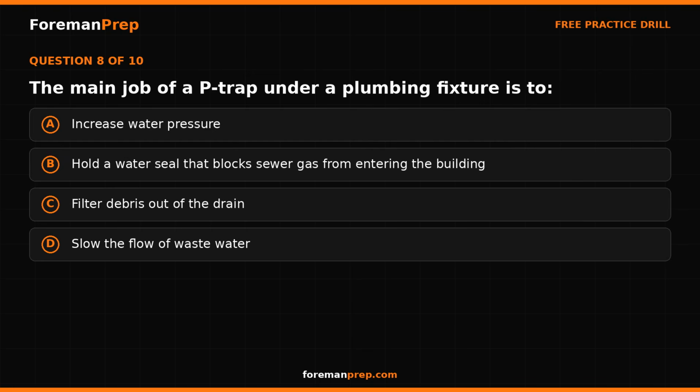The main job of a P-trap under a plumbing fixture is to: Option A, increase water pressure. Option B, hold a water seal that blocks sewer gas from entering the building. Option C, filter debris out of the drain. Option D, slow the flow of wastewater.